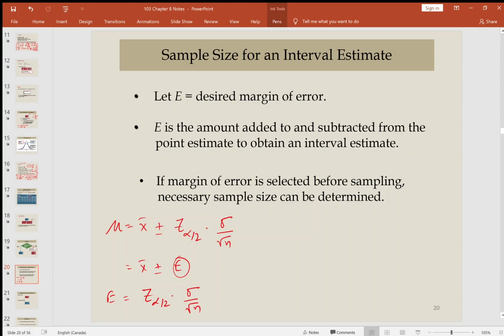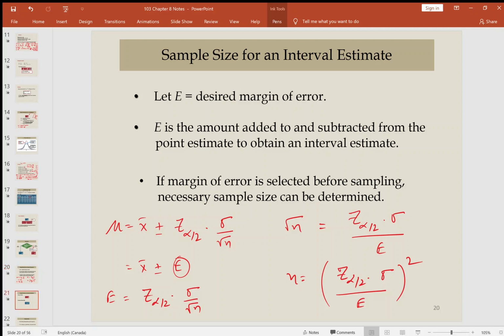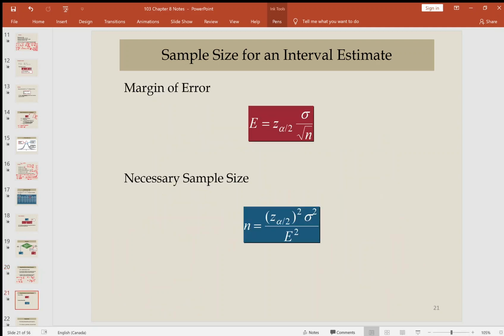So if E, the margin of error, is known, we can rearrange the terms and say square root of n is equal to z alpha by 2 times sigma divided by E, or n, the sample size, is equal to z alpha by 2 times sigma divided by E, squared. And so that is your sample size once E, the margin of error, is known. That's the formula that we just looked at.